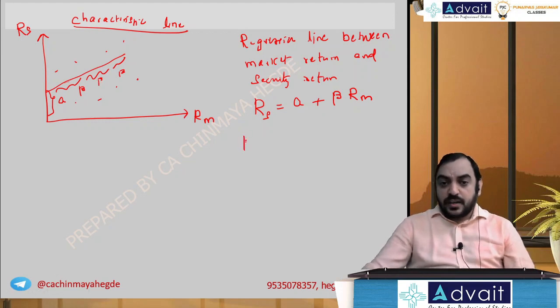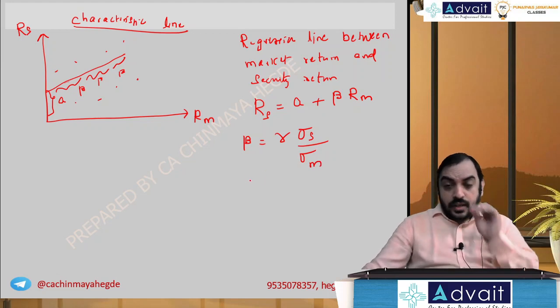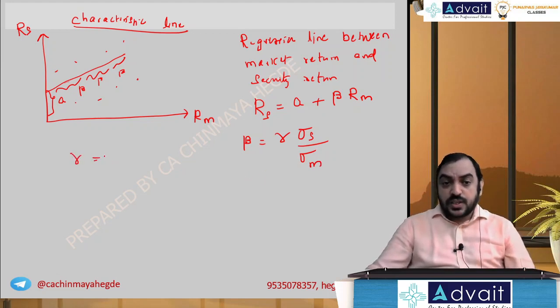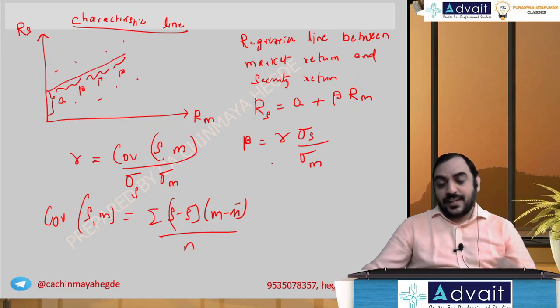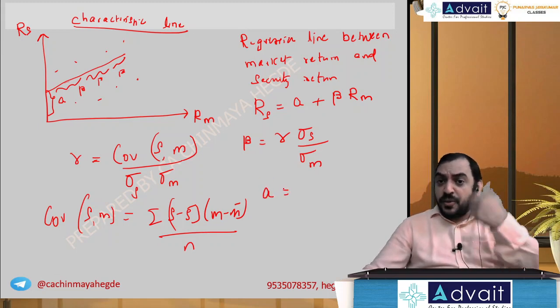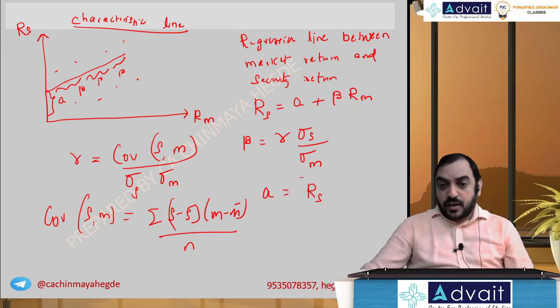Formulas are same. Beta is given by R into standard deviation of security by standard deviation of market. And R formula you already know. Let me write it anyway. R is covariance between security and market divided by standard deviation of security, standard deviation of market. And covariance formula you would know. I'll repeat once more. Covariance is summation of S minus S bar into M minus M bar, whole divided by N. And what is the formula for A? Simplify the original equation, which is Rs bar minus beta into Rm bar.